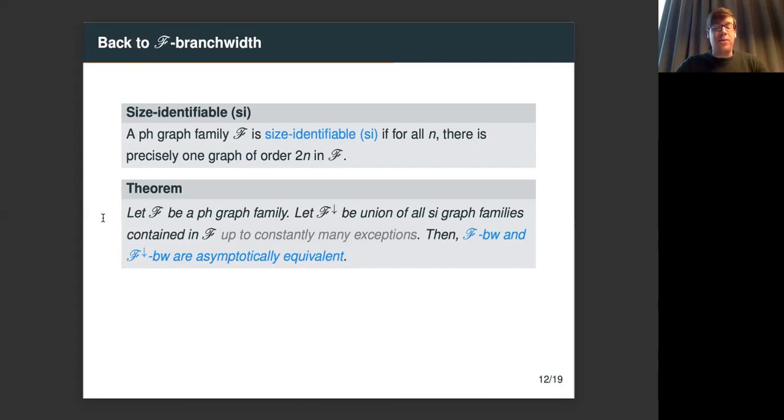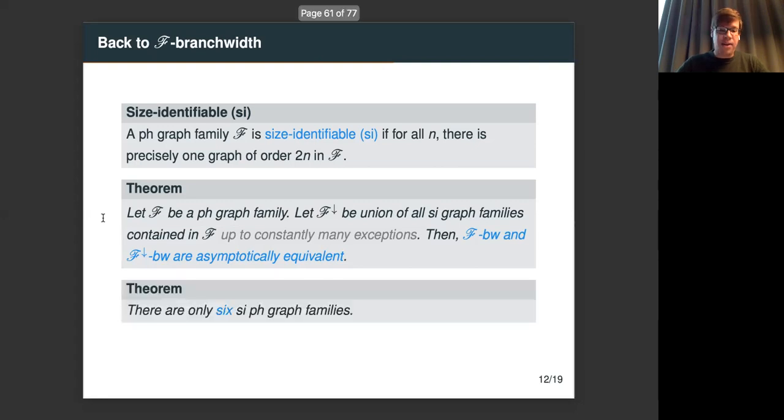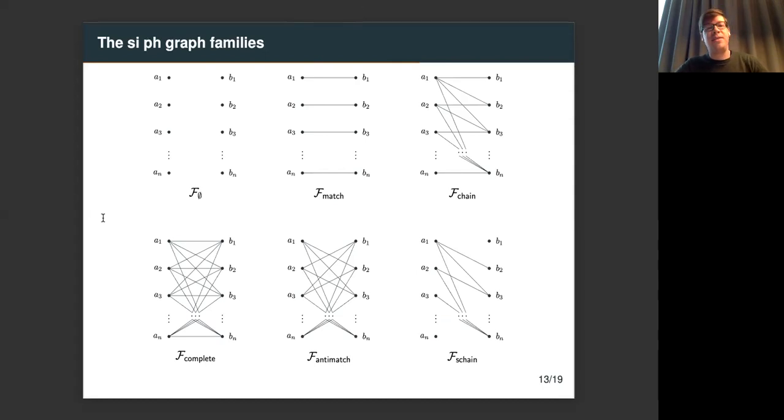All right, but now you might ask, how many size identifiable families do we actually have? And we managed to show that there are only 6 such families. So this is already much, much smaller than infinitely many. And these 6 size identifiable partner hereditary graph families are those. We have the edgeless graphs, the matchings, the balanced chains, and their bipartite complements, which means the complete ones, the anti-matchings, and the co-chains.